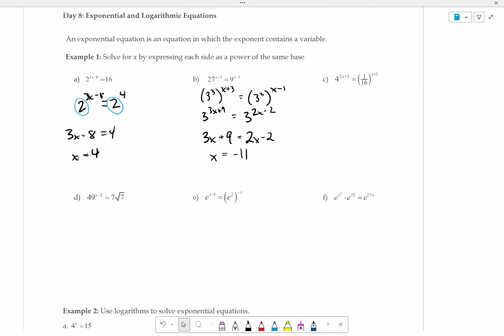Did you get C? Just check in with your neighbor, make sure things are going okay. You have people in front of you or behind you.